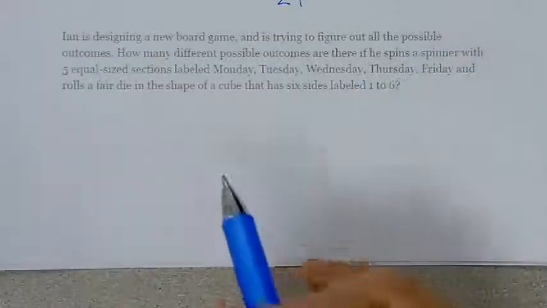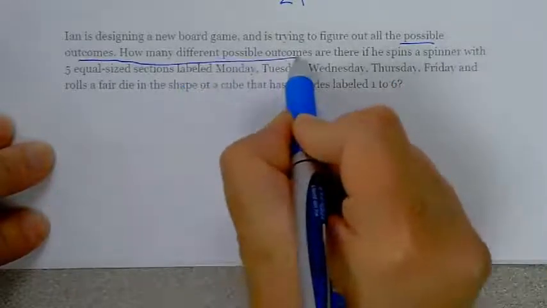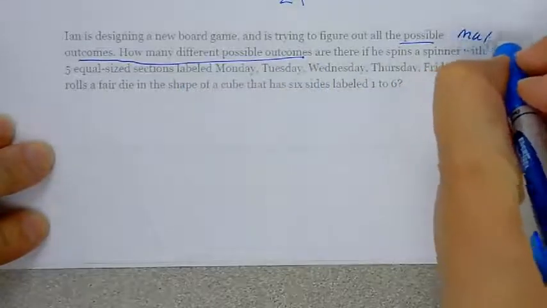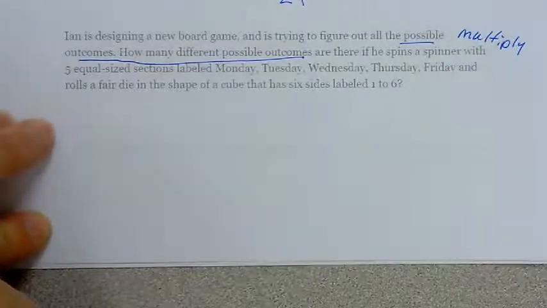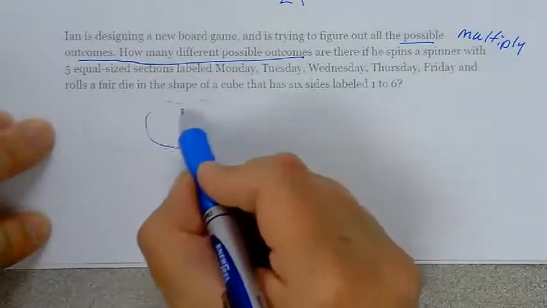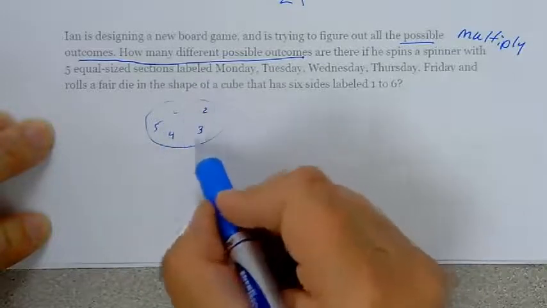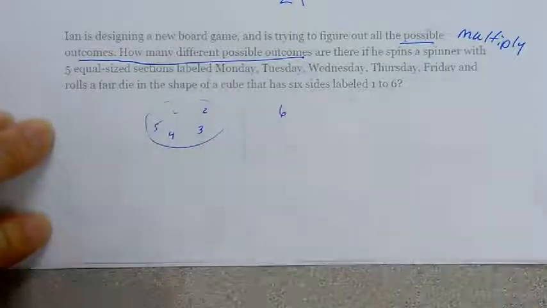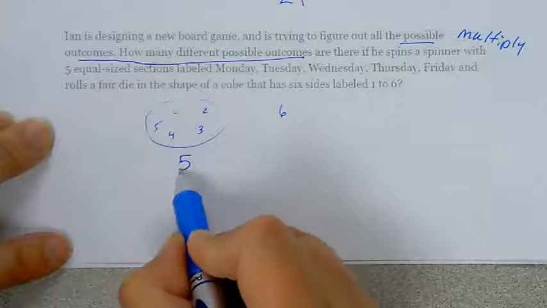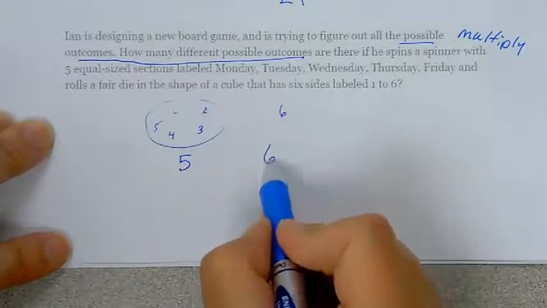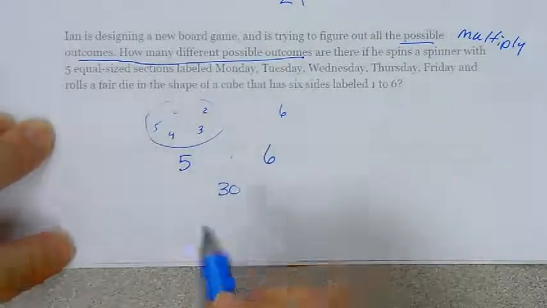Ian is designing a new board game and is trying to figure out all the possible outcomes. How many possible outcomes? So this means I'm going to multiply. Are there, if he spins a spinner with 5 sections, labeled Monday, Tuesday, Wednesday, Thursday, Friday, and he's rolling a 6-sided dice. So there are 5 ways he could get this, and then 6 ways to get the dice, so there must be 30 total ways that this could happen.